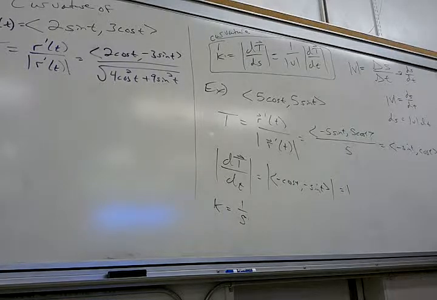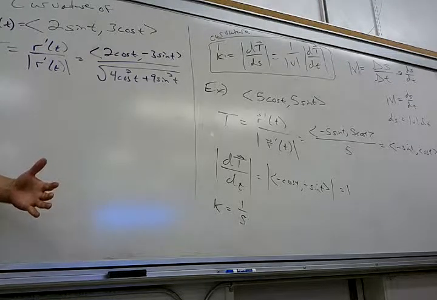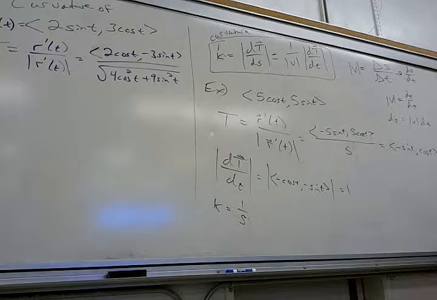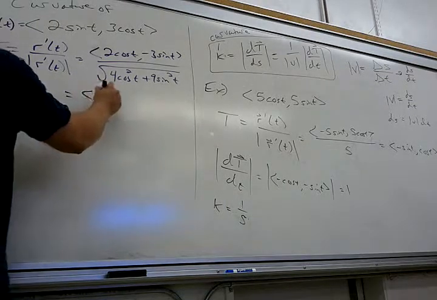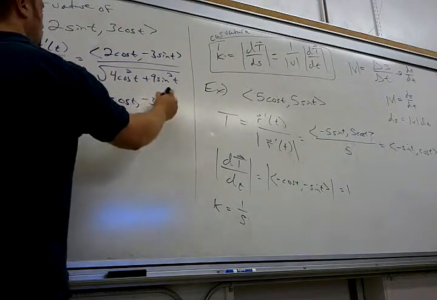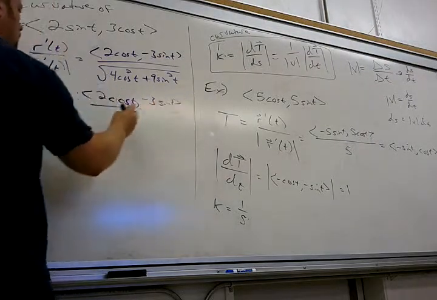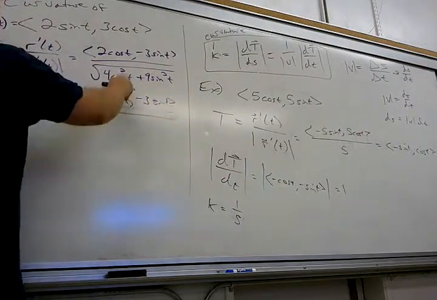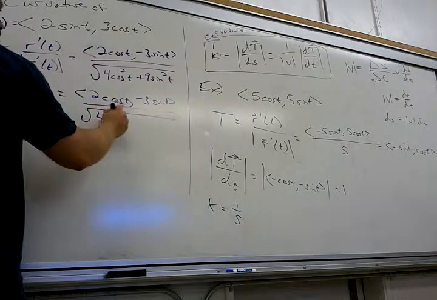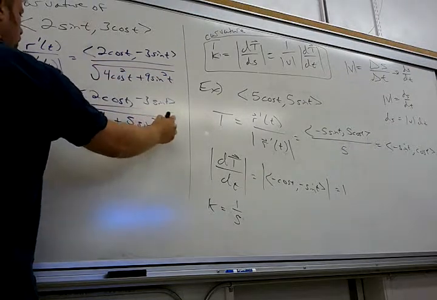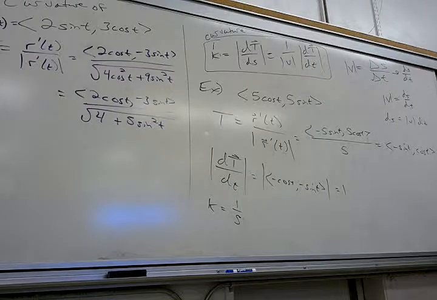So obviously that's already disgusting, right? If you wanted to, you could take 4 cosine squared plus 4 sine squared, and that's leaving you with how many other sine squared? 5. Okay, cool. So 4 cosine squared plus 4 sine squared would be just 4, and you've got your 5 sine squared.